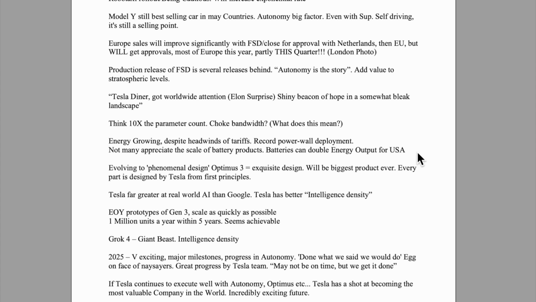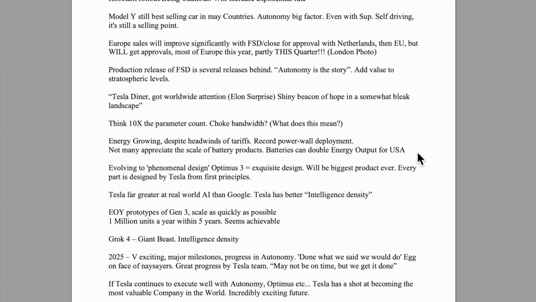Now, whether that's what he was talking about in the design studio or whether he was talking about this Optimus robot, the next generation is evolving to a phenomenal design, apparently. Exquisite design, in Elon's words. And it will be the biggest product ever. Every part of Optimus is also designed by Tesla from first principles.